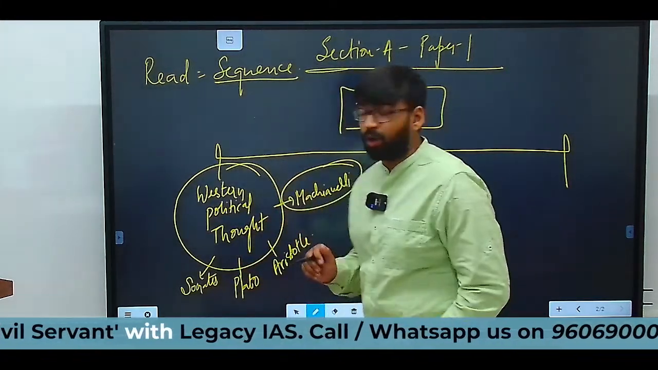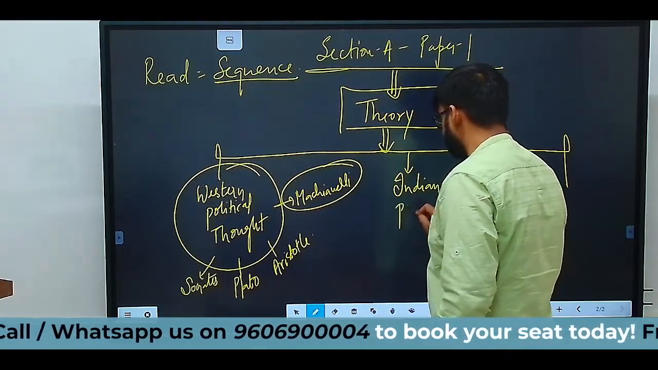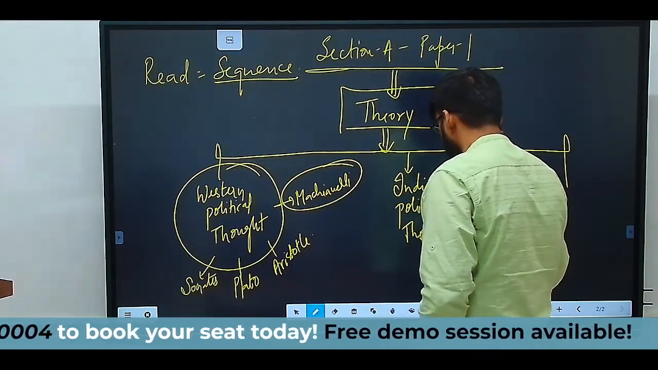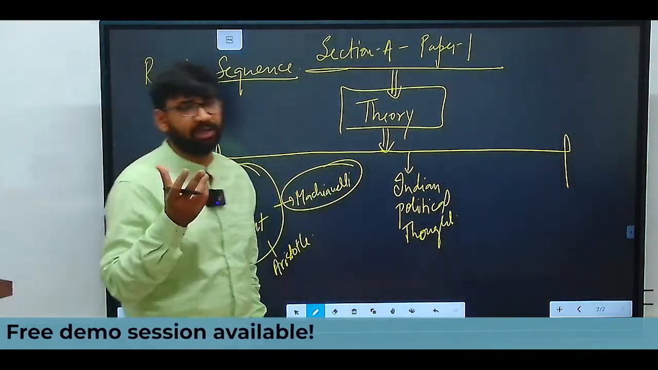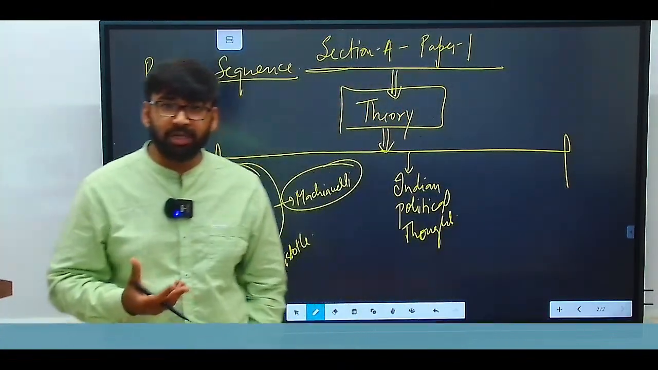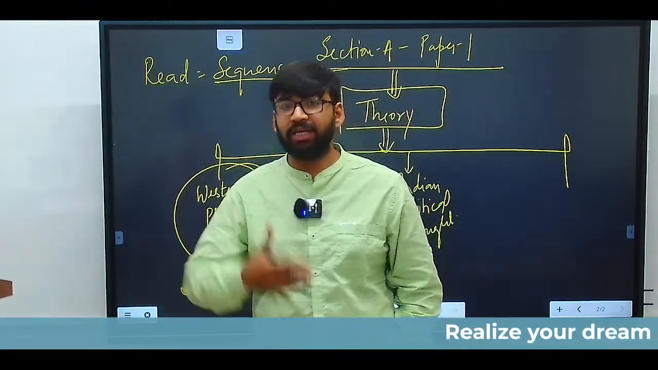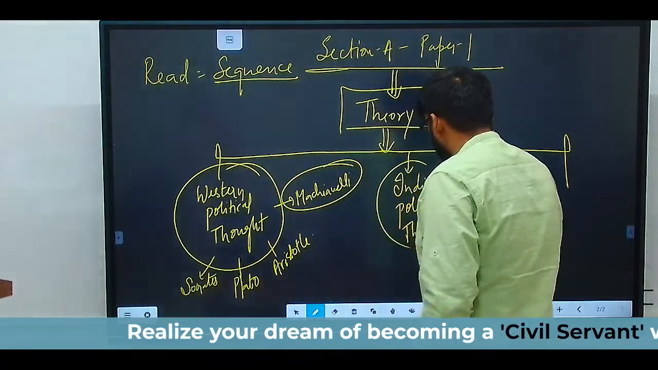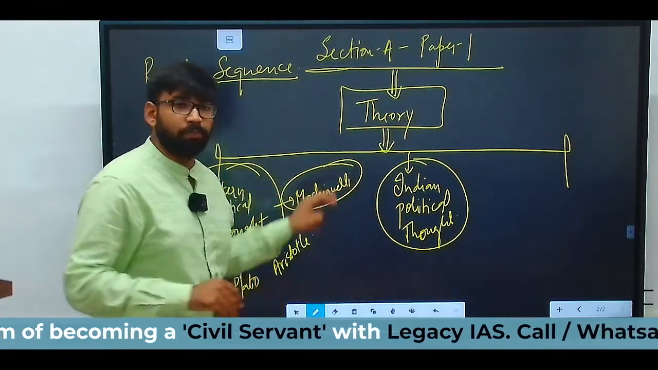So Western political thought, then another important aspect, that is Indian political thought, like the thoughts of Buddha, because Buddha was the political advisor of Bimbisara. Then Dharmashastra, Manusmriti, Kautilya's Arthashastra. These things we are going to discuss. Then the thoughts of Gandhi, Ambedkar, M.N. Roy, Aurobindo Ghosh. Clear? So it is important to study Indian political thought also. These two are important topics.